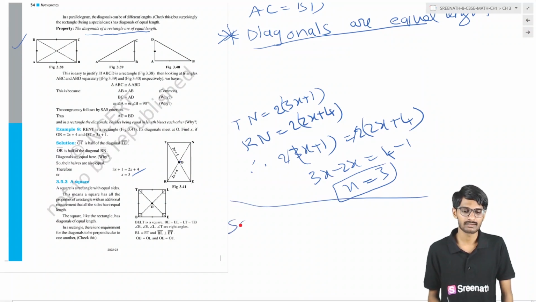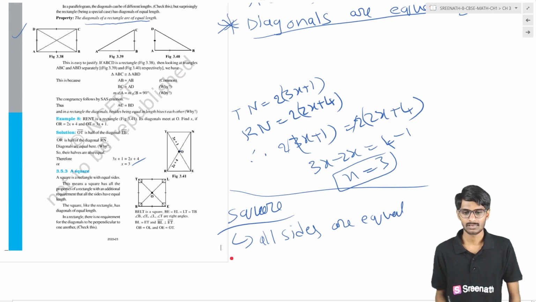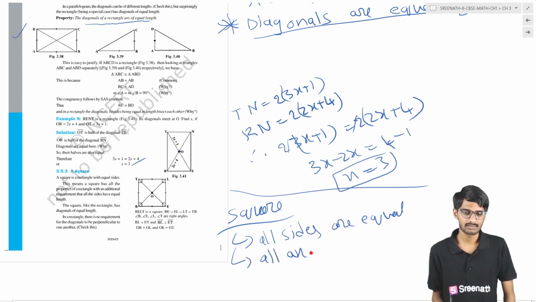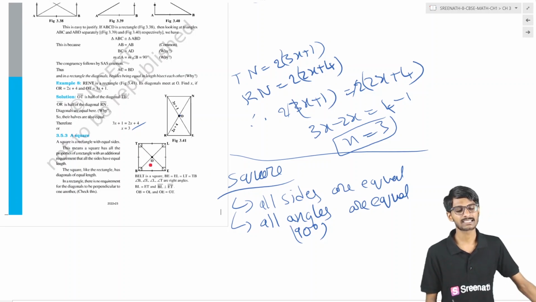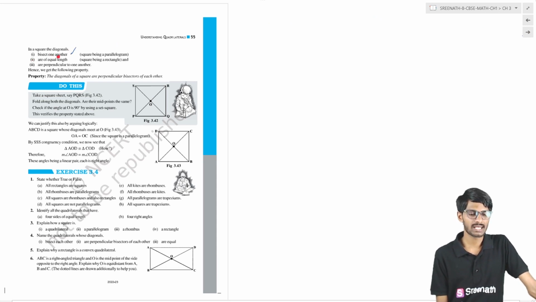And next thing is a square. In the case of a square, it has equal sides. All sides are equal. And one more thing is all angles are equal and each angle is 90 degrees. And diagonals bisect at the midpoint. Okay, students. And one more thing is they bisect one another. Basically diagonals bisect one another, have equal lengths and are perpendicular bisectors to one another.